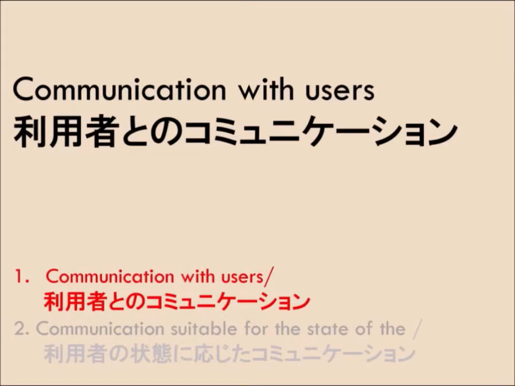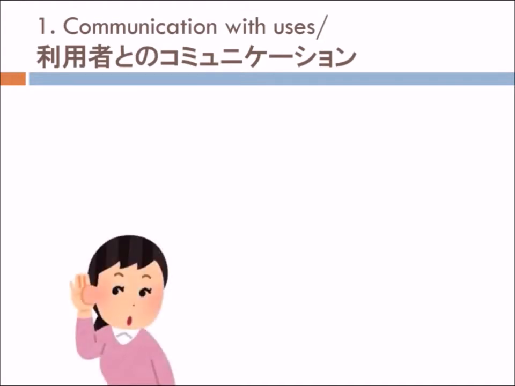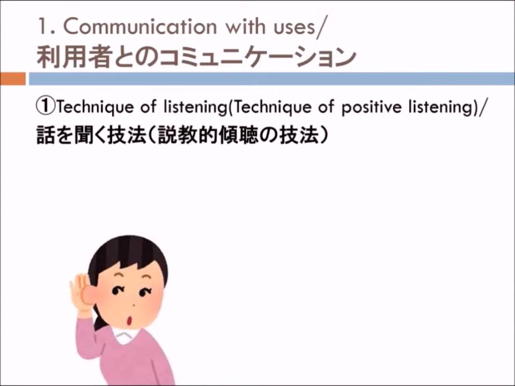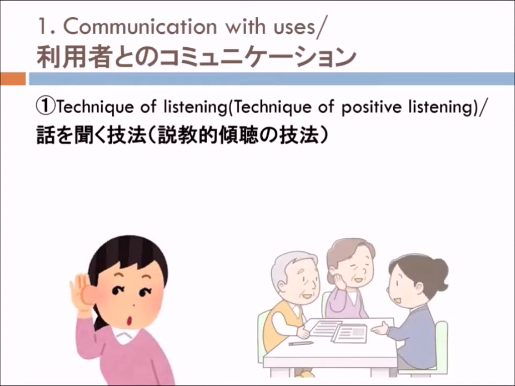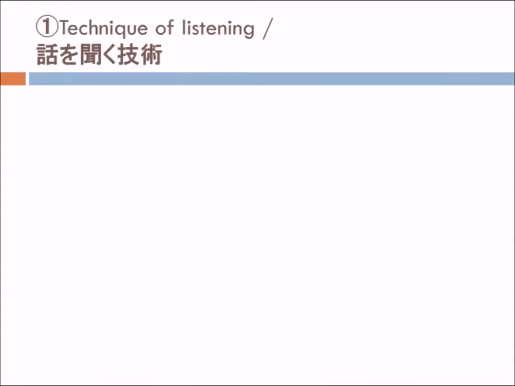Second chapter is Communication with Users. Section 1. Communication with Users. 1. Communication with Users. There are 2 topics. 1. Technique of listening. Technique of positive listening. 2. Explanation and consent, informed consent. Technique of listening.